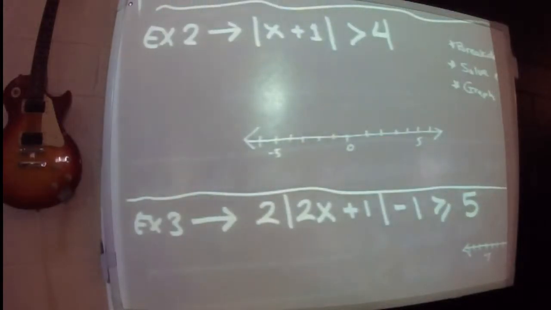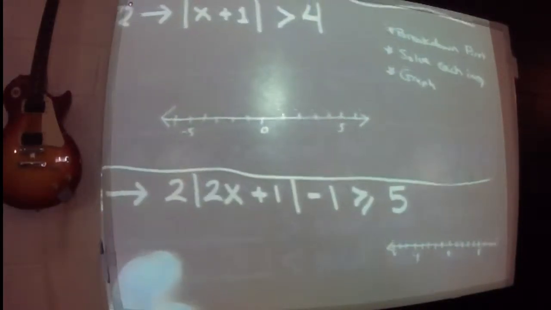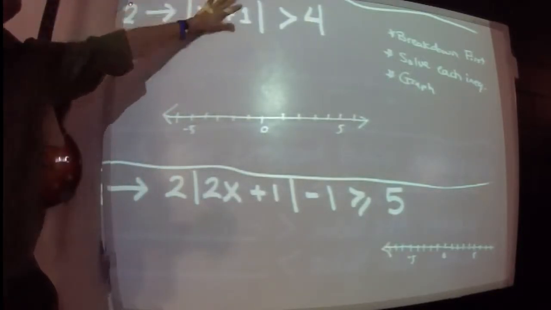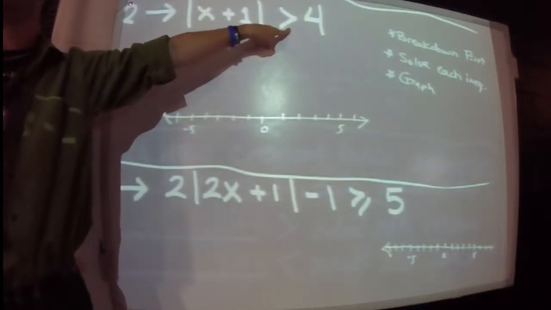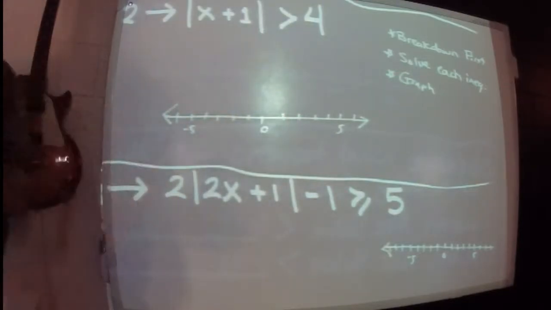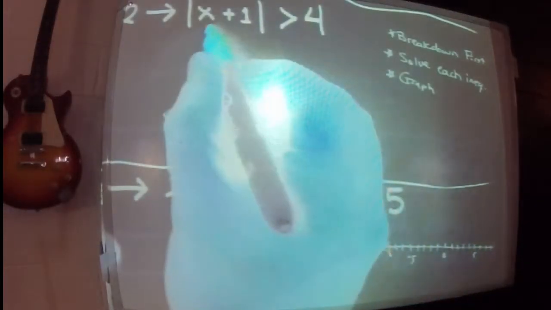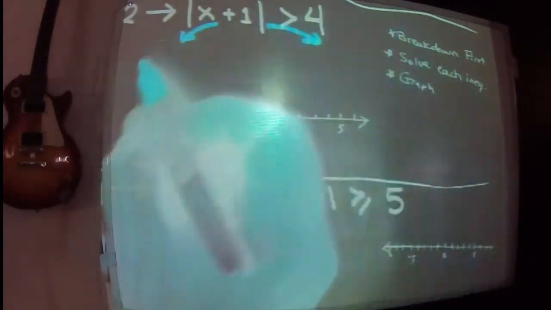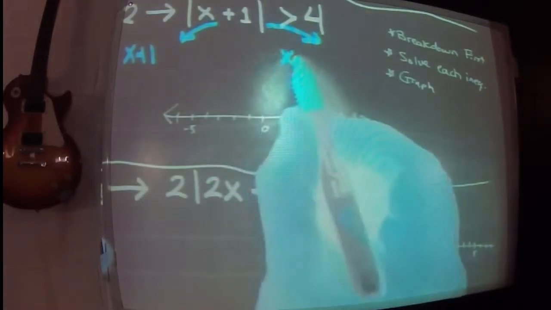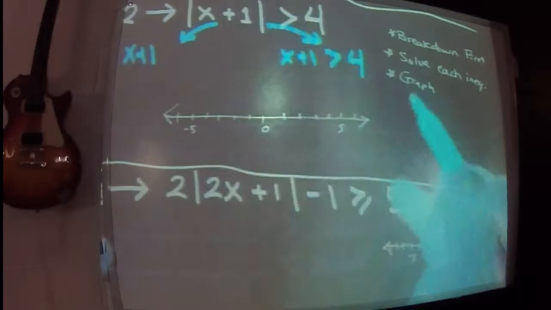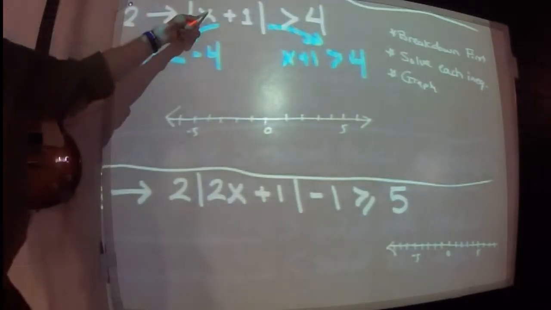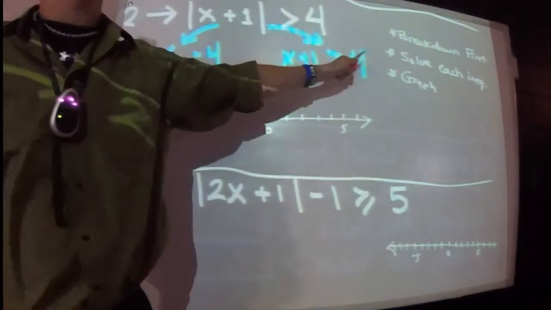All right, this time, instead of just x, we actually have some junk inside the box. You've got x plus 1. But we still have to go, this is absolute value. What's the sign though? Greater than. You work them all out the same if they're greater than. Split it into two inequalities. What's the first one? x plus 1 is greater than 4. And x plus 1 is less than negative 4. So this stuff is less than negative 4 and this stuff is greater than regular 4.